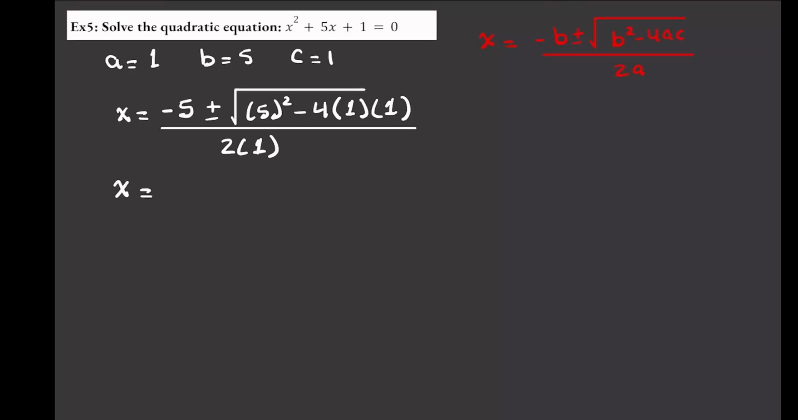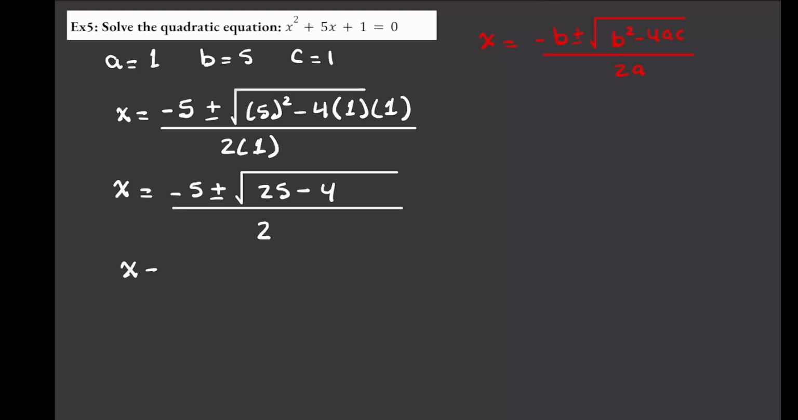And now here I'm just going to use my order of operations to simplify my answer. So the negative 5 plus or minus, I need to work underneath the square root. So now 5 squared is 25, minus 4 times 1 is 4, all over 2 times 1, which is 2. So now here x is equal to negative 5 plus or minus the square root of 25 minus 4, which is 21, all over 2. This can't be reduced any further, and that would be my final answer.